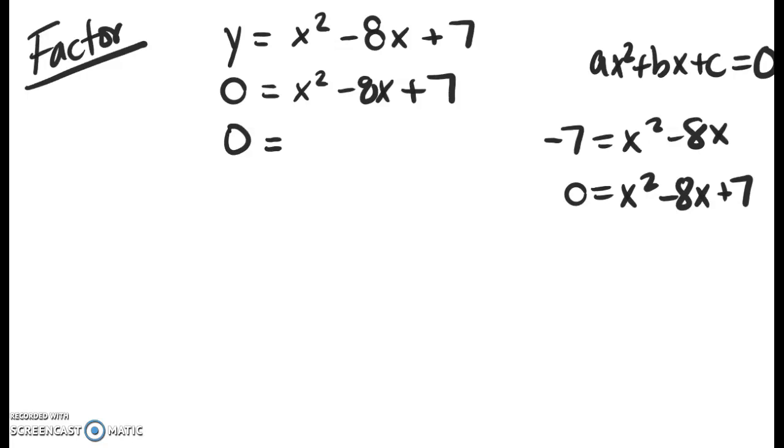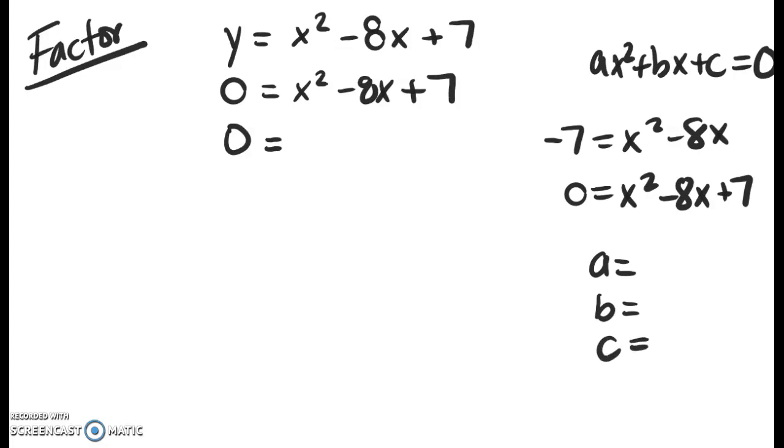So first thing first, we want to rewrite the equation in this general form, ax squared, bx, and c, in descending order, everything on one side set equal to 0. Then we're going to factor it. And in order to factor it, you want to take a look at the values for a, b, and c.